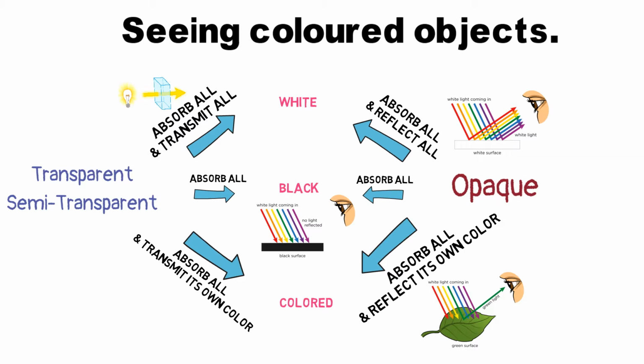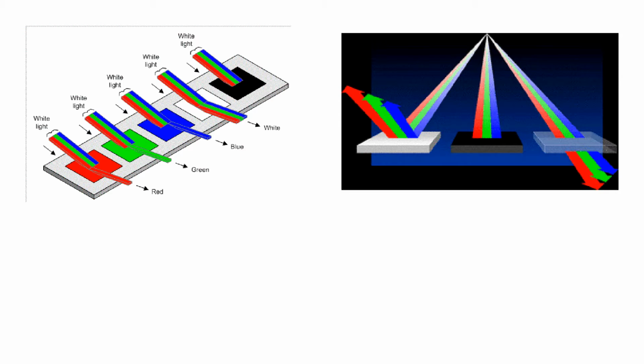This is a summary. A white opaque object, a black opaque object, and a transparent object. In the case of the white, the light that falls on it is reflected back, while in the black opaque object the light is absorbed, while in the transparent white object, it transmits all of the 7 spectrum colors.